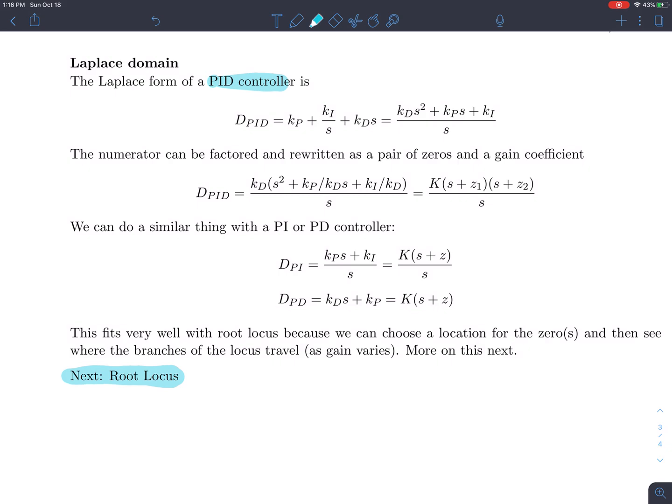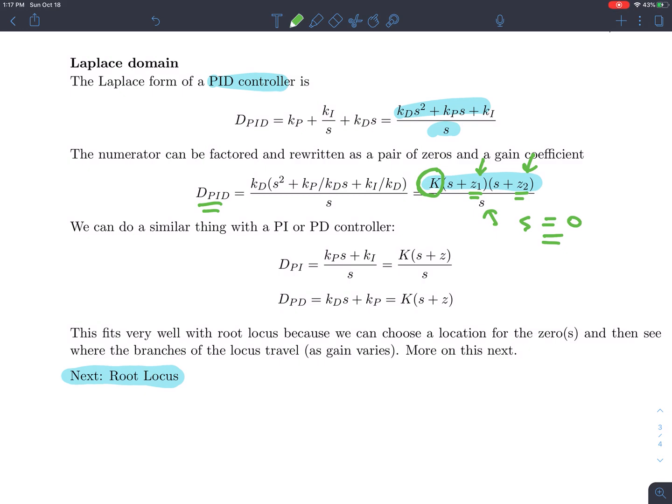If you had a PID controller, you can find a common denominator, and it would look something like this. Then you can factor that, and you would get two zero locations and a pole at the origin. When I say pole at the origin, that means at s equals 0. So that's the transfer function for the PID controller. You can think of it as having two zeros and a pole at the origin. Then we'd have one parameter, k, if we fixed z1 and z2.